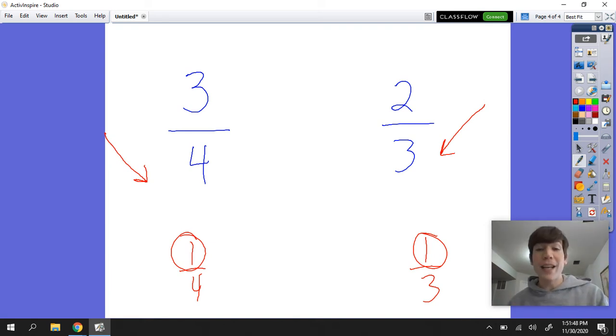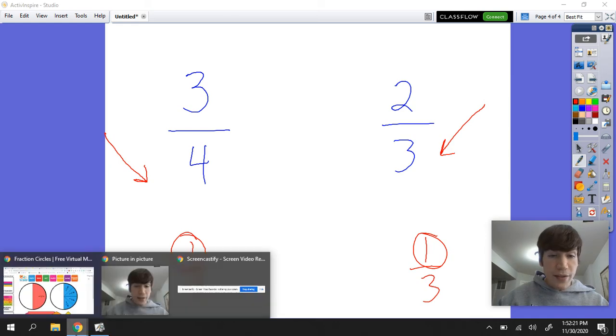The thing that complicates this a little bit is that the numerator is also different. The numerator is also not the same in each of these pieces. Now, one thing you might notice that is in common is actually each of these are only missing one piece from being a whole. So for example, 3/4 needs 4/4 to make a whole, but it only has 3. Just needs one more fourth. 2/3 needs 3/3 to make a whole, but it only has 2. It just needs one more third. So they're each missing one piece from being a whole.